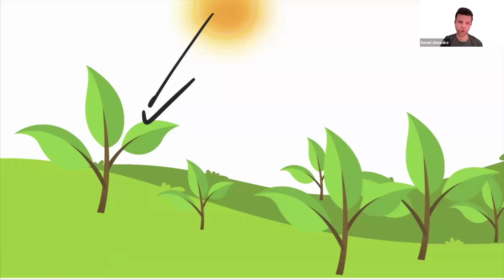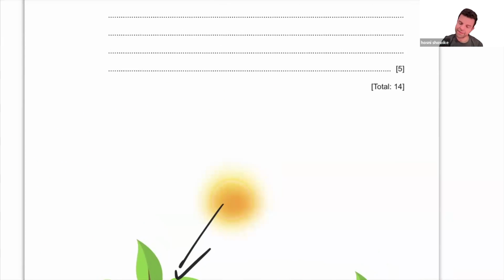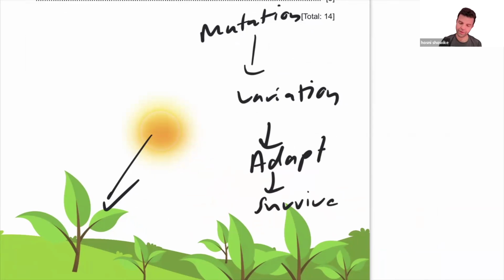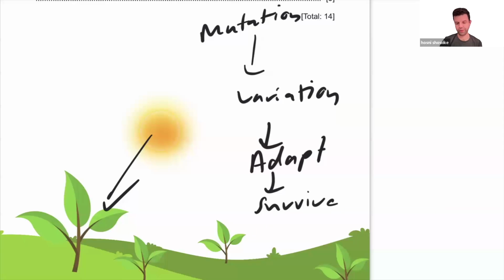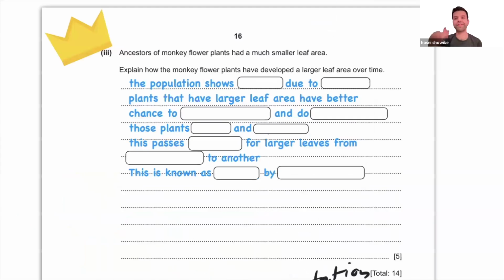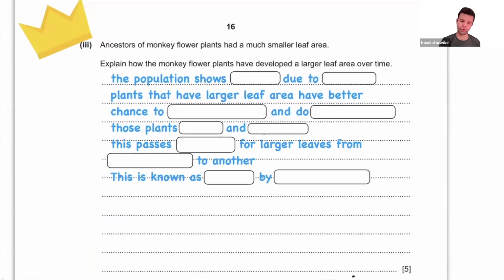So look at the order of events I'm going to write here. I'm going to state mutation leading to variation, and that variation would allow them to adapt, survive, and if you survive long enough, then you would be able to reproduce, right? Reproduce, okay? I would always write that scenario or order of events whenever there's a question about some new feature or adaptation, evolution to environment.